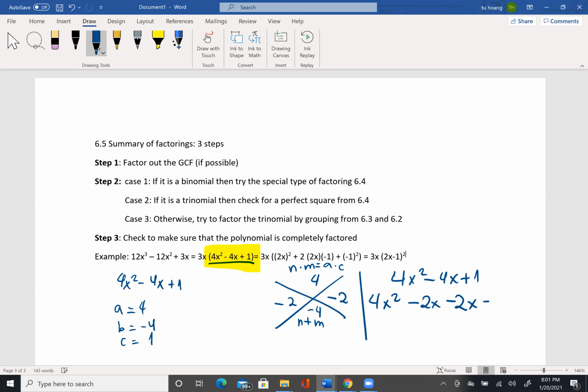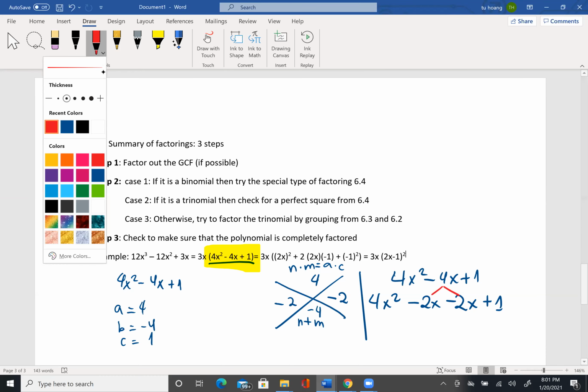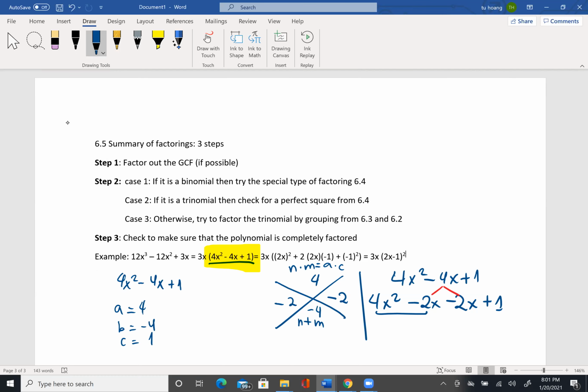Where is that minus 2x from? It comes from the -4x. It's just split out and made to become 4 terms totally. So now you're gonna apply the grouping terms. So I have the first two, if I factor it out, it's gonna be 2x, and it's gonna be 2x for the first term minus 1 for the second term.